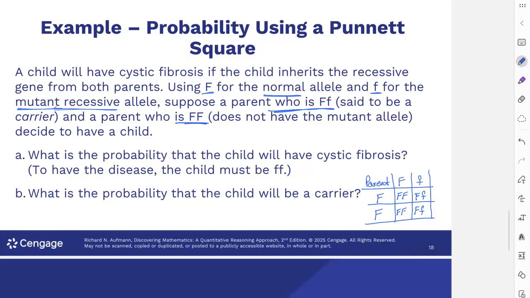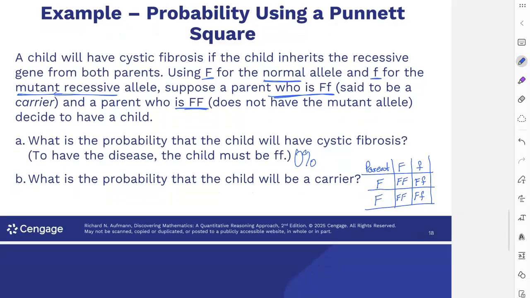So we're looking for the probability of getting a recessive gene for both parents, which means two lowercase f's. And notice that we do not have a square that has two lowercase f's, so that means that this probability would be 0%. B is asking the probability that the child's going to be a carrier, which means they're going to have one lowercase f. And in this case, we have two of those, so it would be 2 out of 4, or 50%.